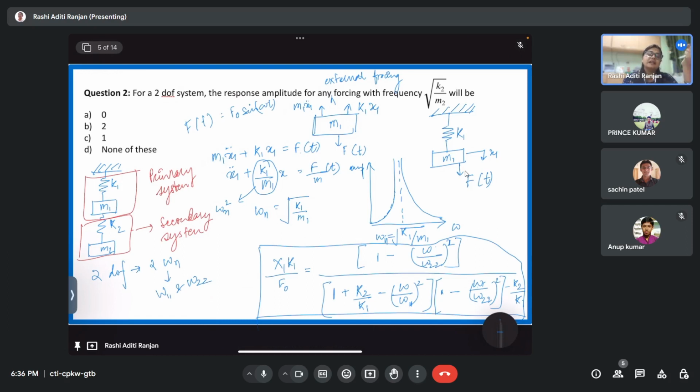So what have I done? I've mitigated the vibration. Just by introducing another spring and another mass, I have mitigated the vibration in my primary system. Now only my secondary system is going to vibrate. My primary system is not going to vibrate, and it will remain in equilibrium, right? So it will be 0, firstly.